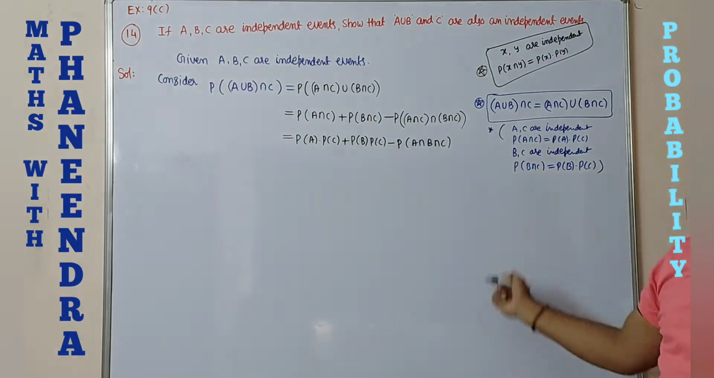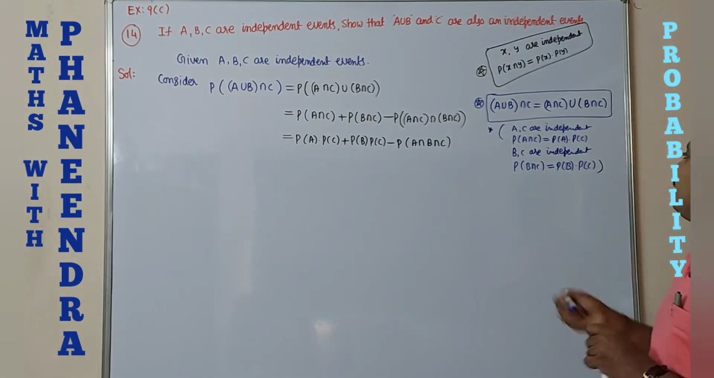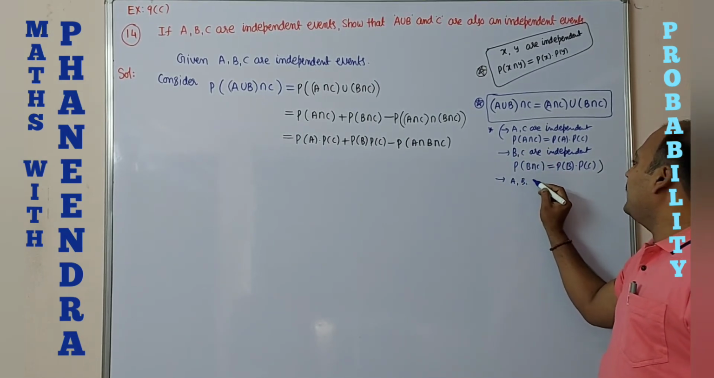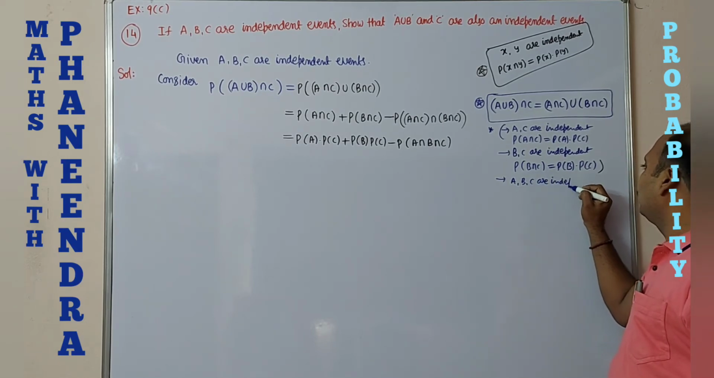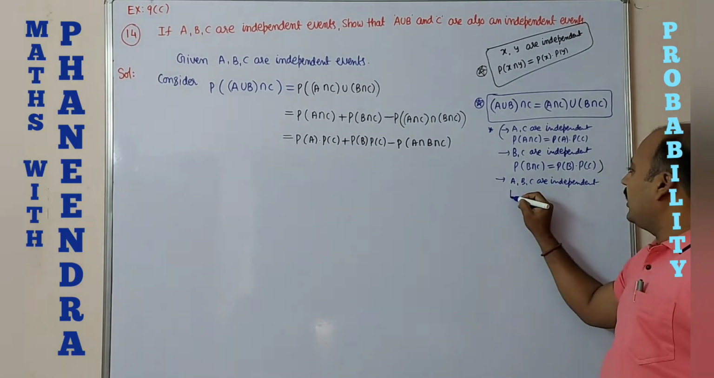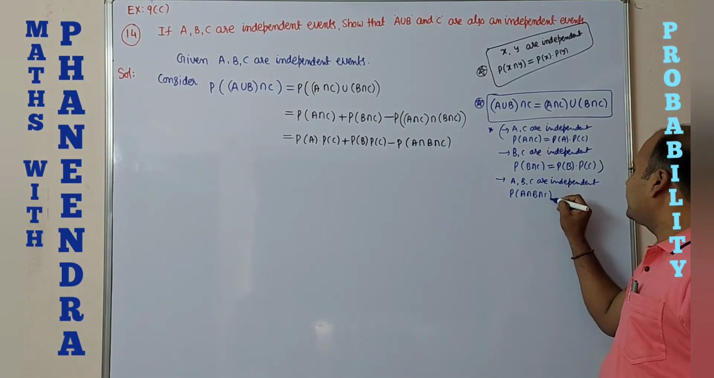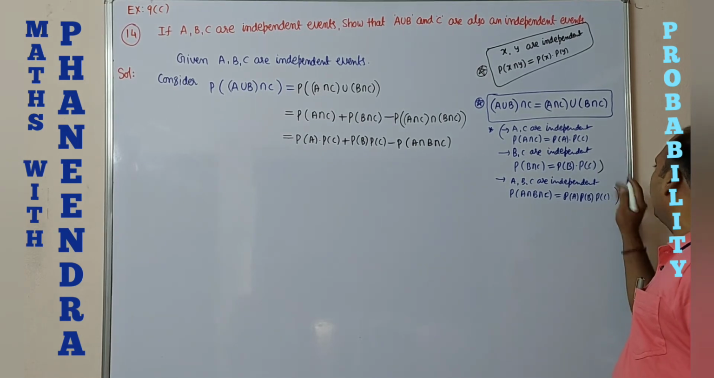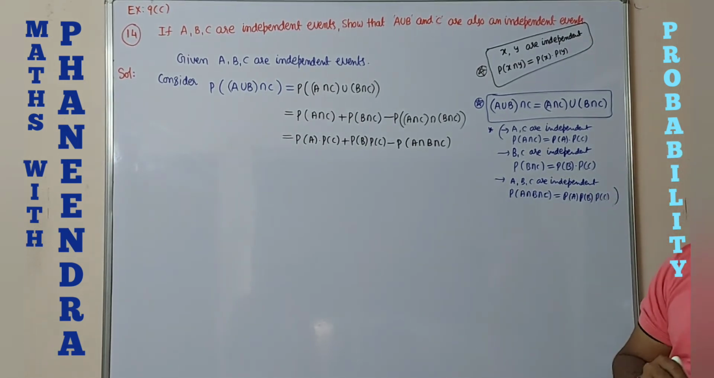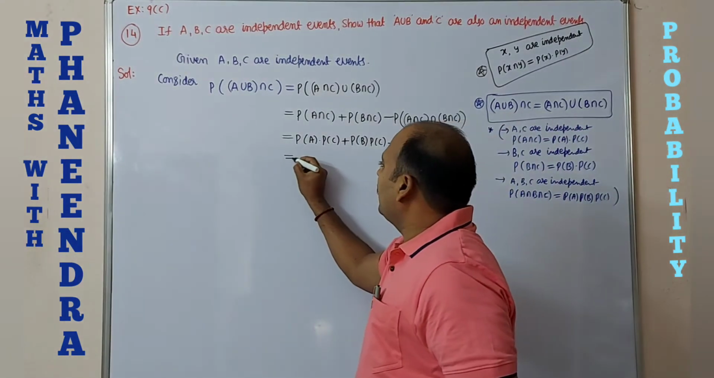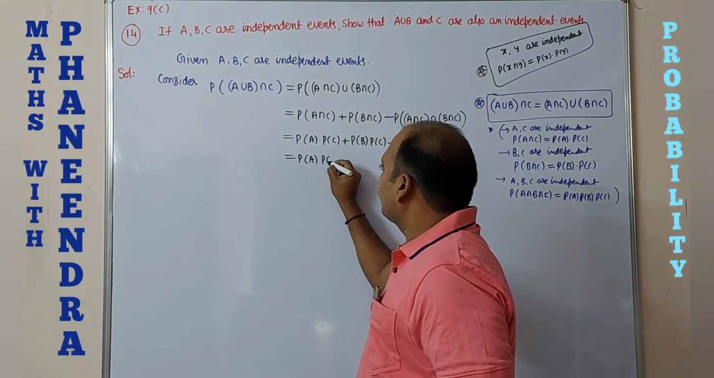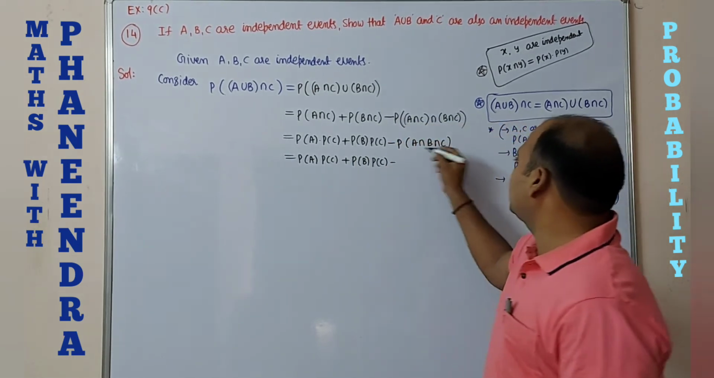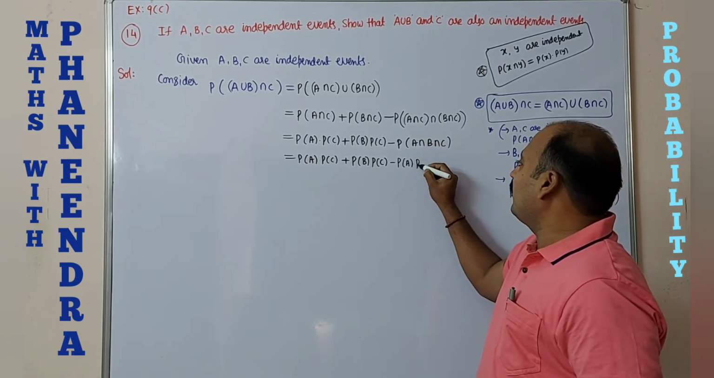Again, A, B, C are independent events. Here, one more result. This is the first one, this is the second one, this is the third one. A, B, C are independent, so P of A intersection B intersection C equal to P of A into P of B into P of C. We can write like this. I hope you understand, dear students. We'll move on to the next step. So P of A into P of C plus P of B into P of C minus P of A into P of B into P of C.